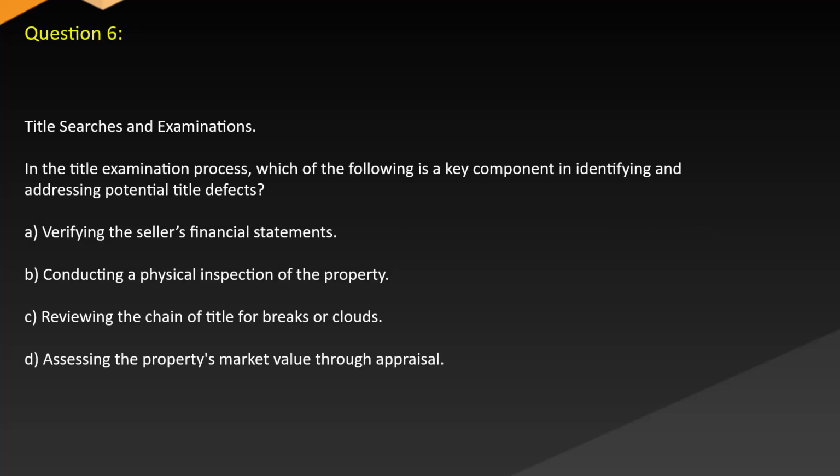Question 6. Title searches and examinations. In the title examination process, which of the following is a key component in identifying and addressing potential title defects? A. Verifying the seller's financial statements. B. Conducting a physical inspection of the property. C. Reviewing the chain of title for breaks or clouds. D. Assessing the property's market value through appraisal.